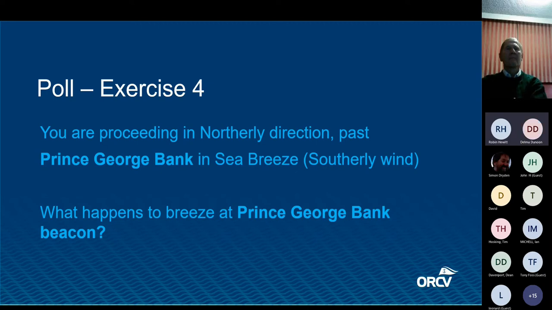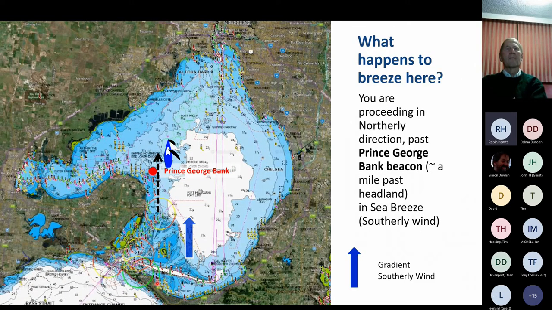Do you want to go back to the image, Robin? Yeah, there we go. You're proceeding along here and you're heading up the bay towards Melbourne or on your way to Geelong, something like that. And Prince George Bank is here, or Pile Marker it is, whatever it is here. So this is the sea breeze. What's happening to the wind as we move along here?